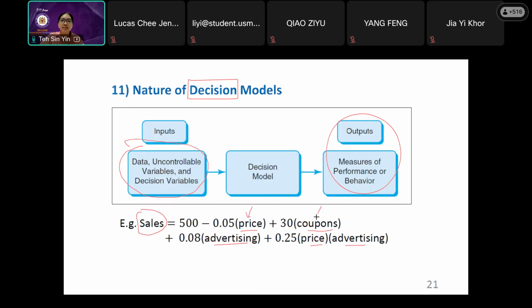It depends on whether you give coupons to your customers or not, whether you do advertisement to promote your product or not. So all these input factors will influence your output performance. So this is called a decision model. You have the input, you have the output. So this is the decision model, right?